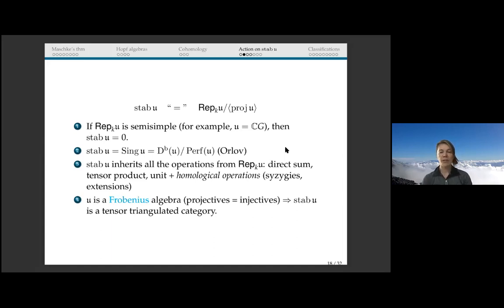Now, a finite dimensional Hopf algebra is always what's called a Frobenius algebra, which basically means that projective modules are the same as injective modules. And this fact always tells you that the stable category is a tensor triangulated category. So all those things I was saying about adding and multiplying, and also now these homological operations, they have a very formal meaning. It has a triangulated structure, it has a tensor structure, which is the same as in the representation category, and they're nicely compatible.